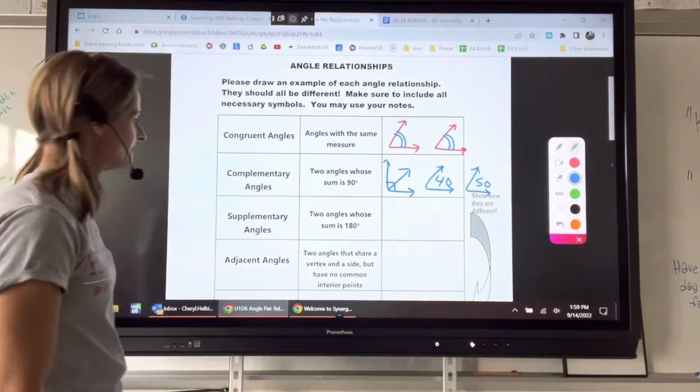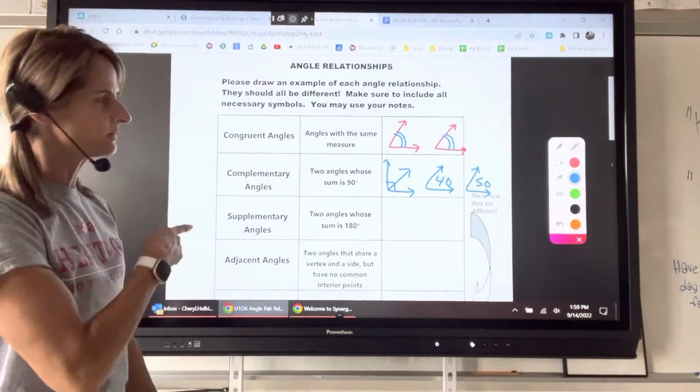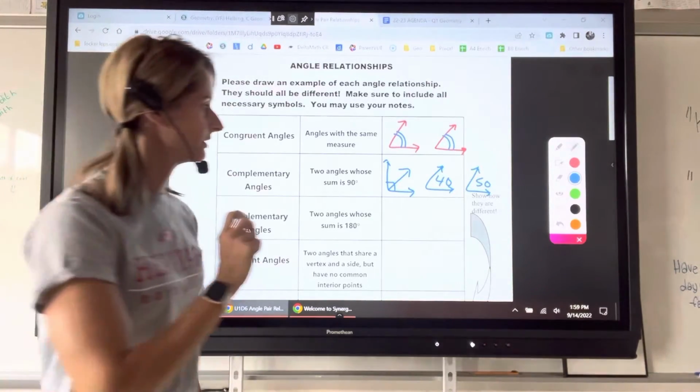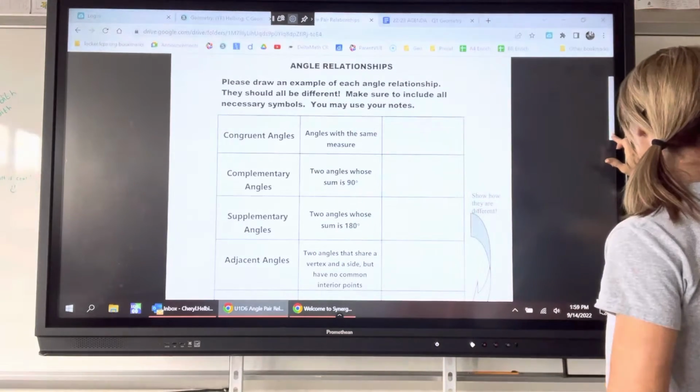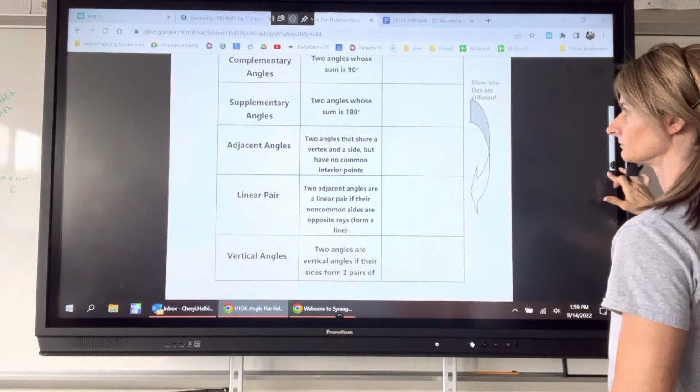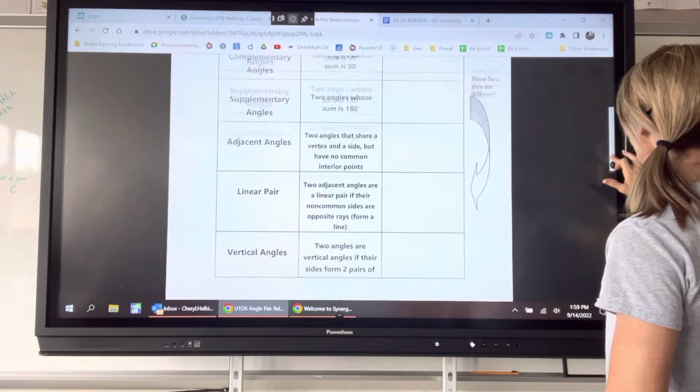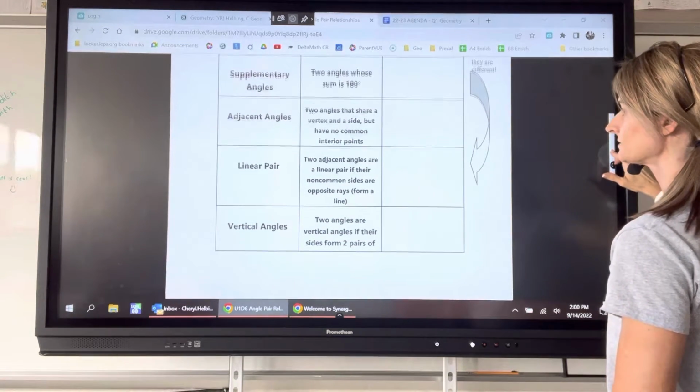Okay, supplementary angles. Can I erase those? You guys finished drawing those? Okay, I'm just going to scroll up.